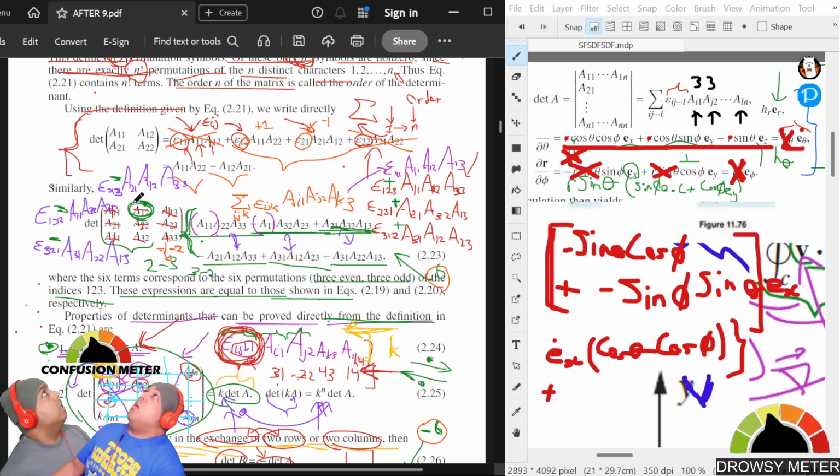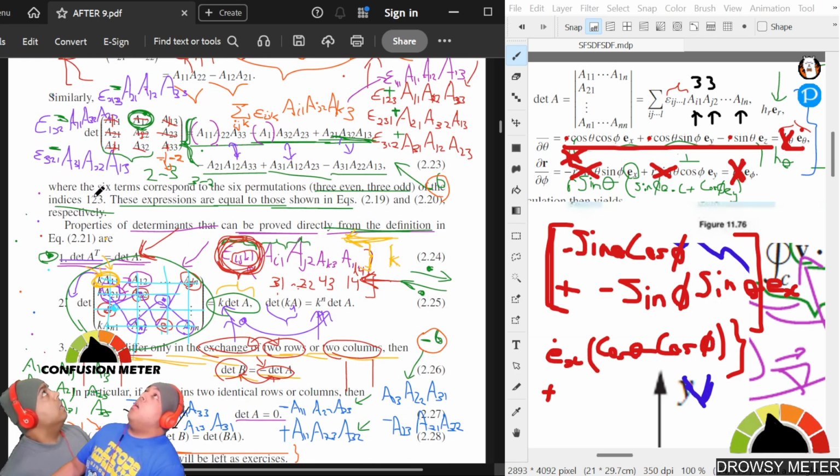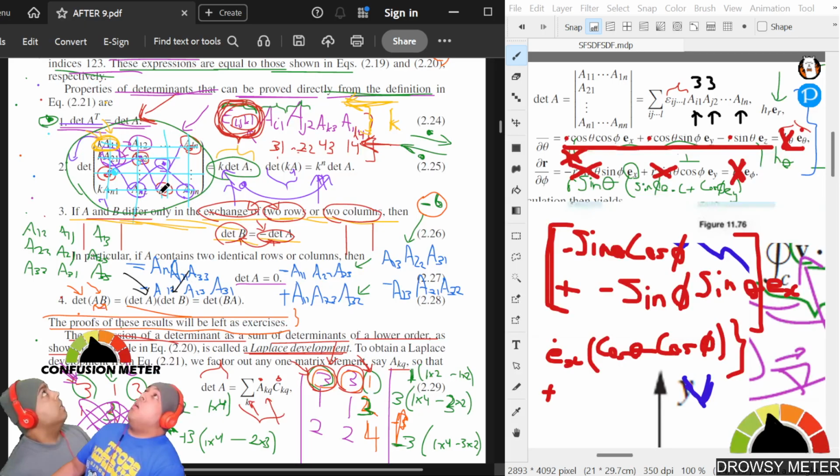Just computing to show examples. The 6 terms correspond to the 6 permutations, 3 even, 3 odd, of the indices 1 to 3. Properties of determinants that can be proved directly from these equations. We went through some, we were successful with some, and I don't think we got to the bottom of some, but we'll return to them at some point.